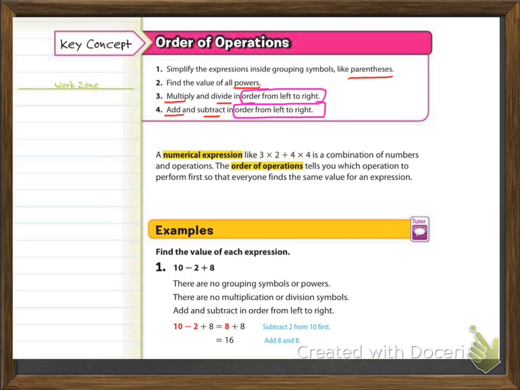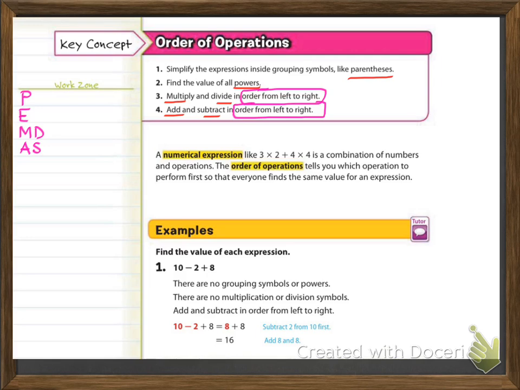And many of you have already heard the expression, please excuse my dear Aunt Sally. So we're just going to elaborate on that. So this is the order that you're supposed to be working in. Now, when I write PEMDAS, I write it like this so that you can see the please and the excuse. Those actually take precedence over one another.